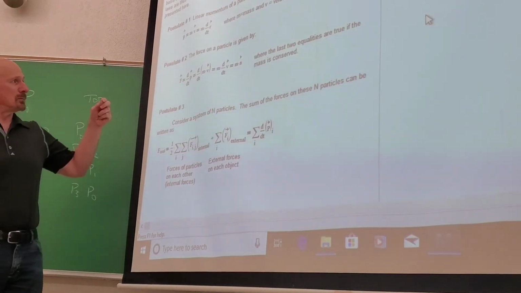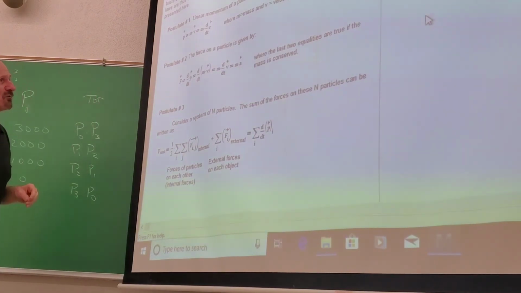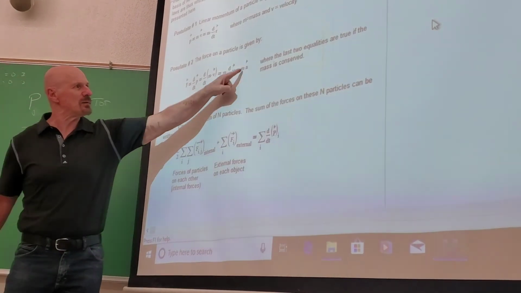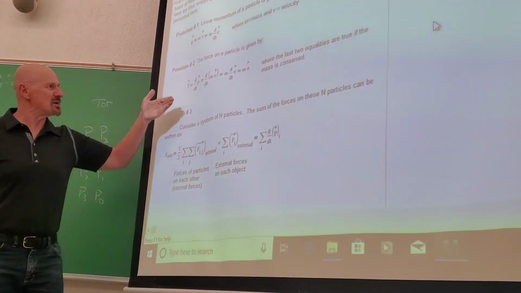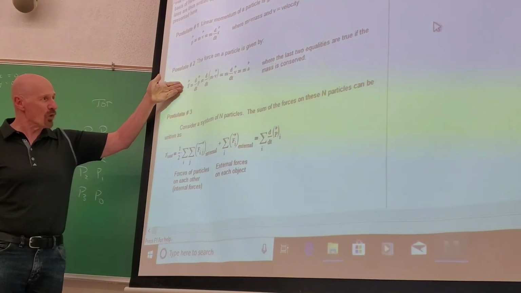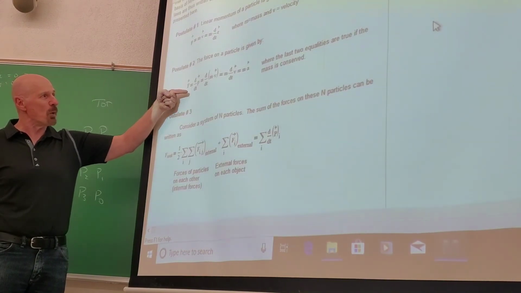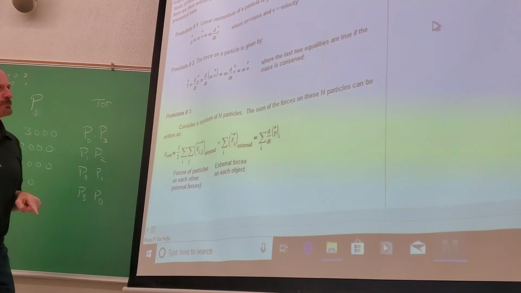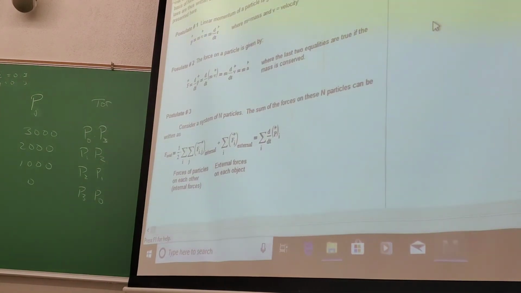The other thing is force. What you're typically given is force is mass times acceleration, but in reality it's better described as force is the derivative of the momentum with respect to time, or mass times dv dt. And of course, dv dt is the acceleration, so it's mass times acceleration.